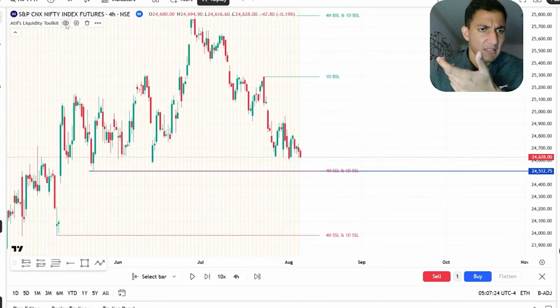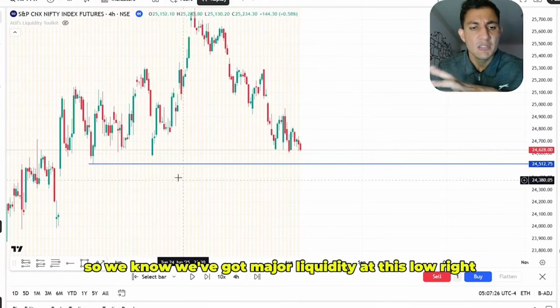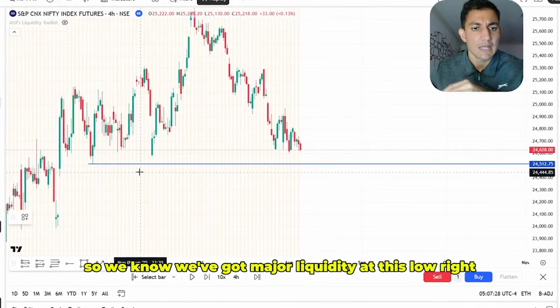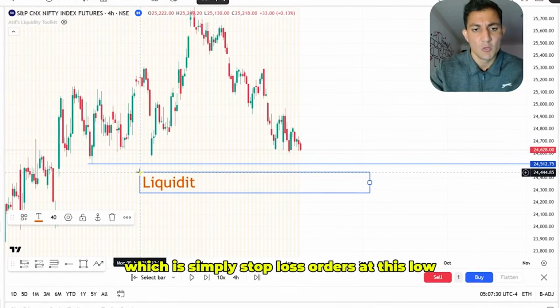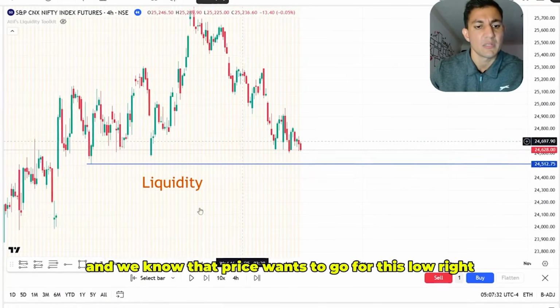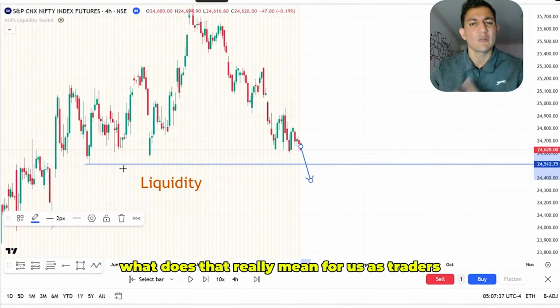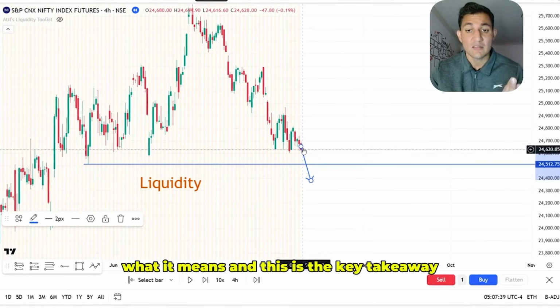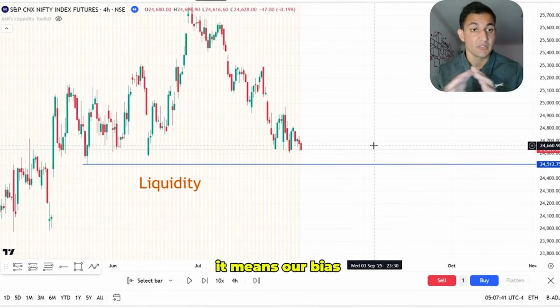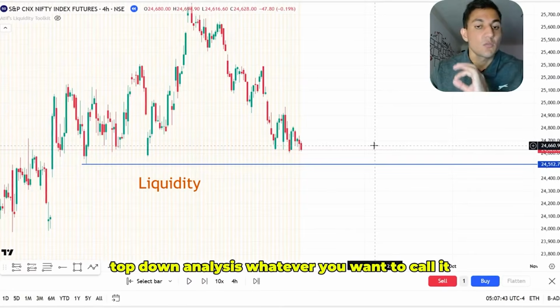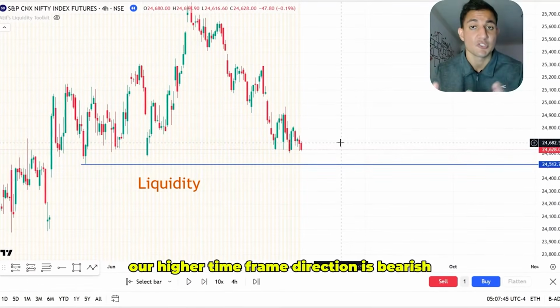And let's just take this indicator off, right, for a second. So we know we've got major liquidity at this low, right? We know we've got major liquidity, which is simply stop loss orders at this low. And we know that price wants to go for this low, right? It wants to go down for this low. What does that really mean for us as traders? What it means, and this is the key takeaway, it means our bias, our daily bias, top-down analysis, whatever you want to call it, our higher time frame direction is bearish.